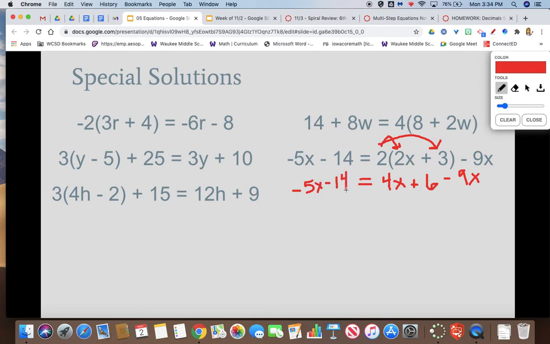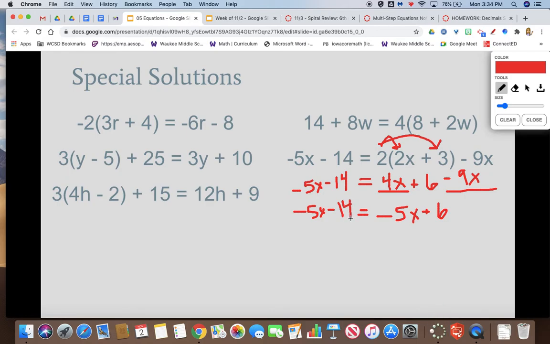On the right-hand side, I have a few terms. I have some that can be combined. So I notice I have a 4x and a negative 9x. Those are like terms, and they're on the same side of the equal sign, so we can just combine them together without having to use inverse operations. 4x plus a negative 9x would give me a negative 5x on this side. The positive 6 constant just gets left alone. And then my left-hand side stayed the same at negative 5x minus 14.